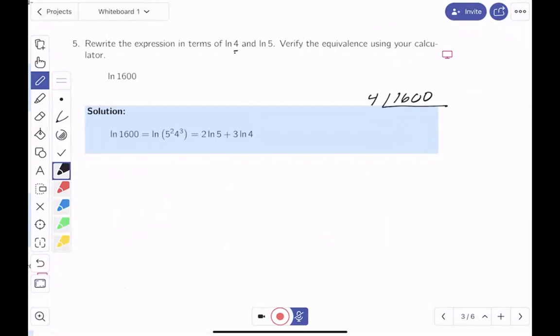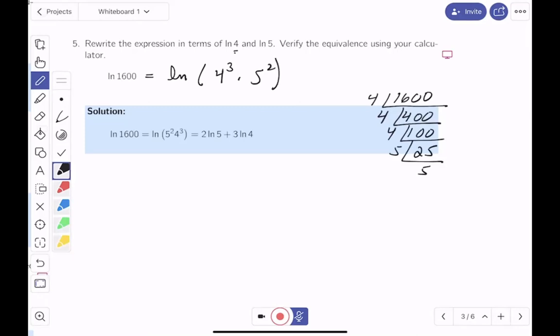So what does 4 go into 1600? 400 times. Now 4 goes into 400 100 times. 4 goes into 100 25 times. I'm actually done with the 4s. Now I'm going to do 5. 5 goes into 25 5 times. So ln 1600 is ln of 4 cubed times 5 squared.